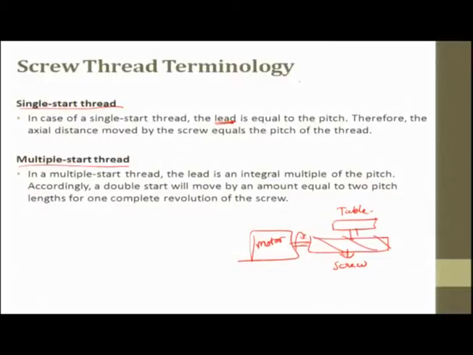Therefore, the axial distance moved by the screw is equal to the pitch of the thread. So, this is an important parameter. There are also multiple start threads. In multiple start threads, the lead is an integral multiple of the pitch. Accordingly, you can have double start, triple start depending upon your requirements. A double start will move by an amount equal to 2 pitch lengths for one complete rotation of the screw.